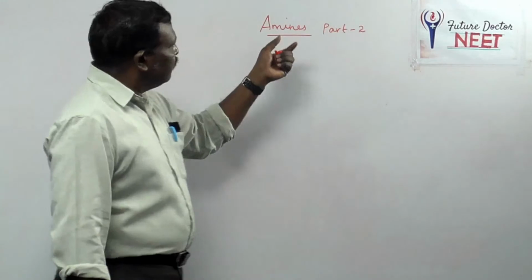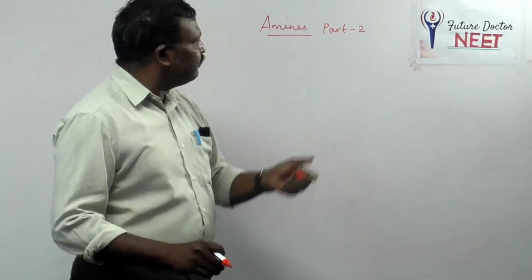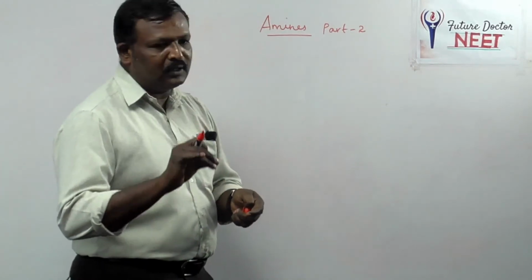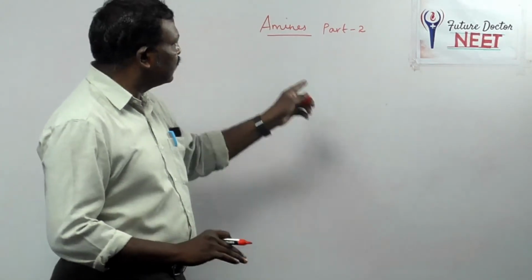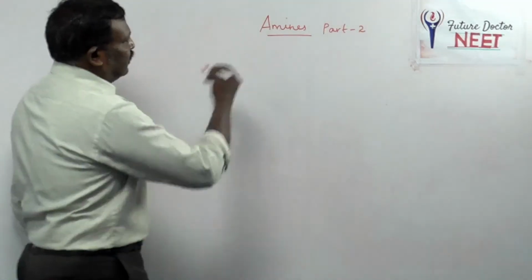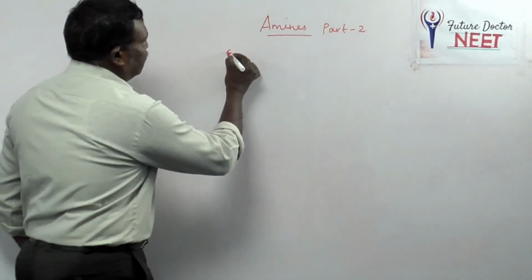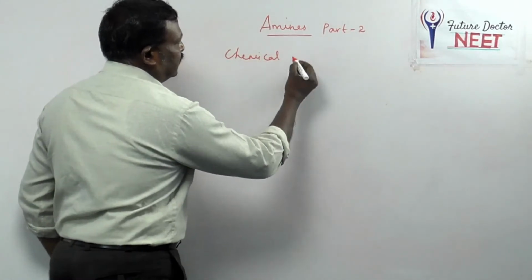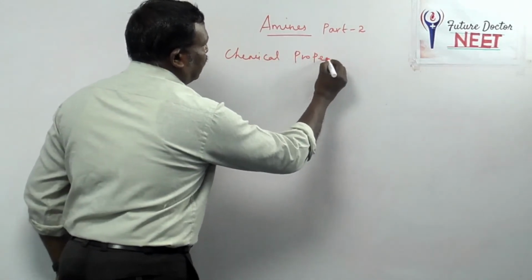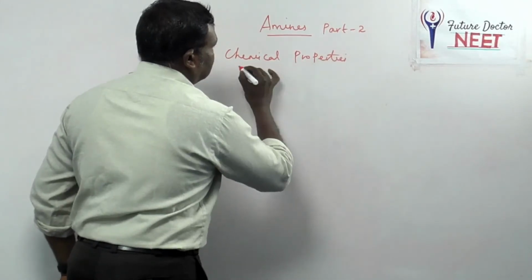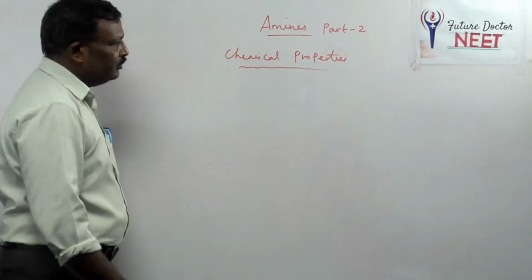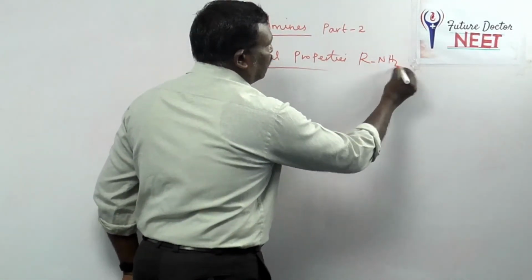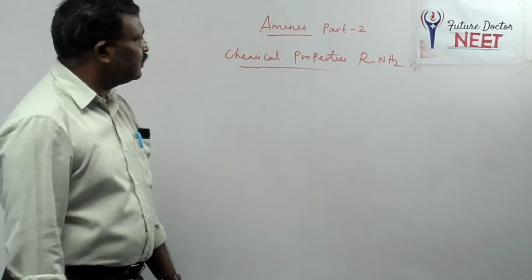Now, we are going to see some chemical properties of amines. Then, one more compound is also present, that is benzene diazonium salt. Understood? Last class we studied the preparation, isn't it? Now we are going to study some chemical properties. You know the formula for amine is what? RNH2. Understood? Okay.